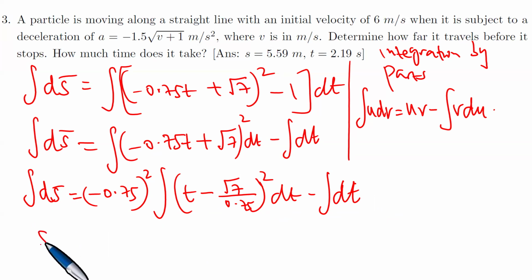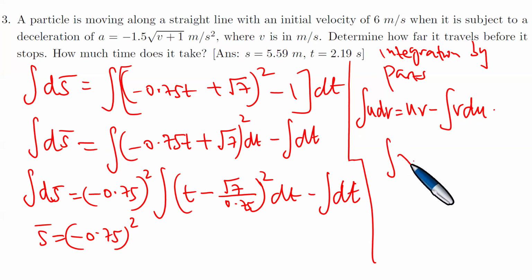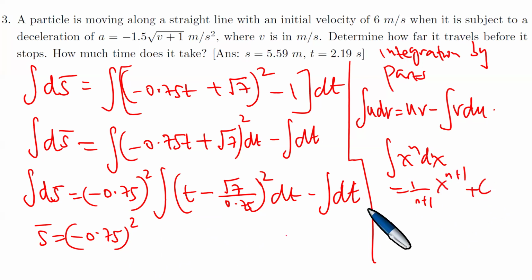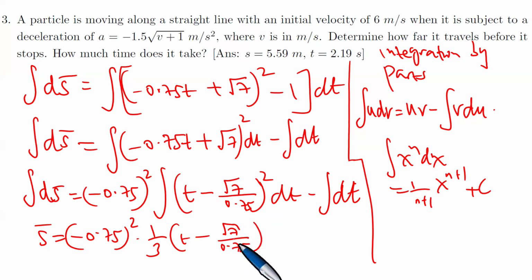So the integral of ds is going to be the vector s. And then the minus 0.75, you square everything. And at this point, it is the same rule of integration. If you have the integral of x to the power n dx, it is 1 over n plus 1, x to the power n plus 1, plus c. So you have 1/3 here, 1/3 here, t minus the square root of this one, 0.75. We need to practice these kinds of questions.